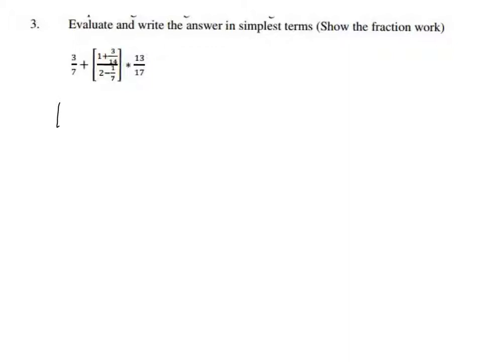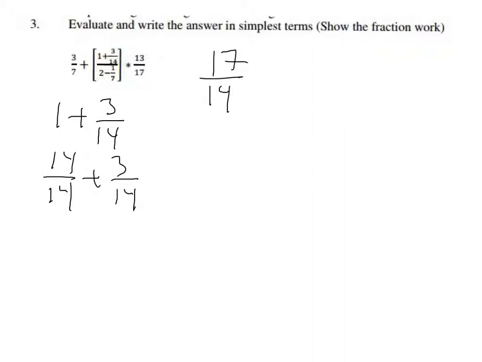Now we're going to do a little fraction work, and we're going to follow order of operations, so we've got to go inside the parentheses. So the numerator is 1 plus 3/14. Well, you remember you got to have common denominators to add fractions. So that's 14 over 14 plus 3 over 14, which is 17 over 14. Then we have to do the denominator. So 2 minus 1/7, well, that's the same thing as 14 over 7 minus 1 over 7, which is 13 over 7.